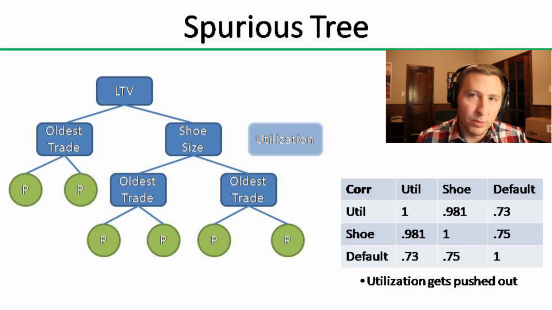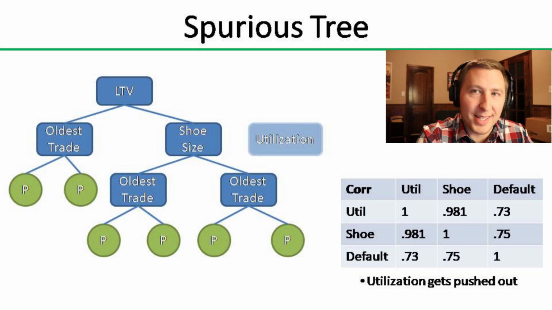Now, also note here too, so I'm talking about the correlation again between each variable and the dependent. That's how the splitting is done. But the multicollinearity issue here, or the correlation between the two variables themselves, if you look at utilization and shoe, it's 0.981. So that means that they're extremely correlated. Now, again, this isn't true in the real world. I'm just making this up. But you'll notice here that utilization gets pushed out because they're so highly correlated and because shoe size slightly outperforms utilization rates and ends up selecting the wrong variable.